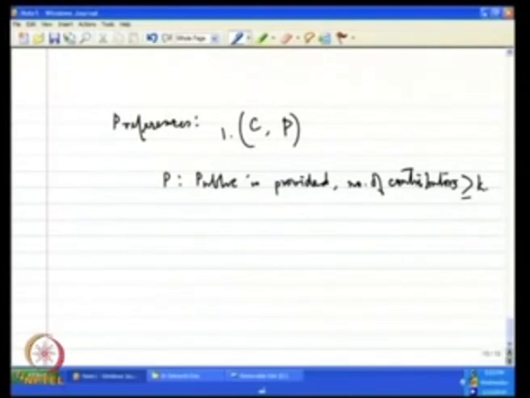We are more or less running out of time, so I shall finish this lecture right now, and we shall pick this problem up in the next lecture.